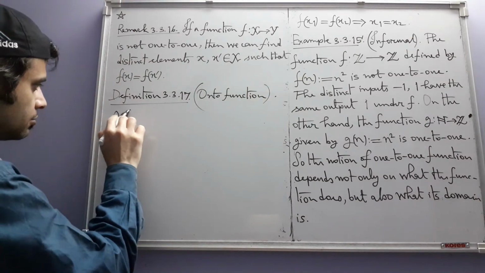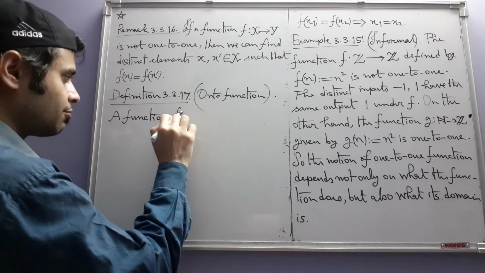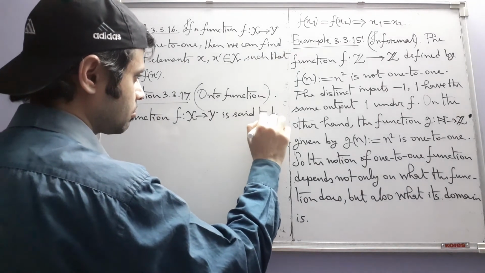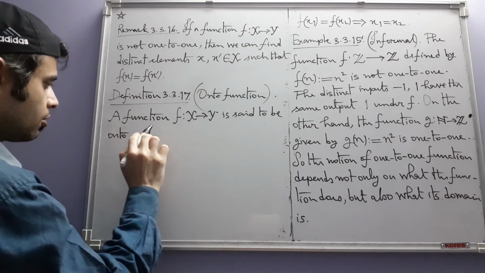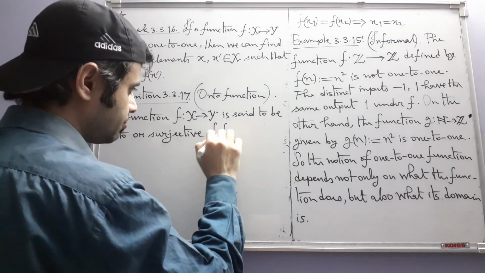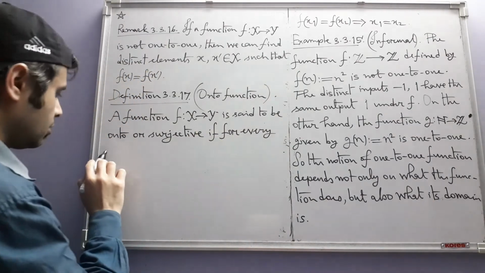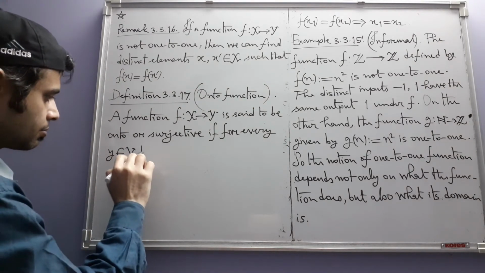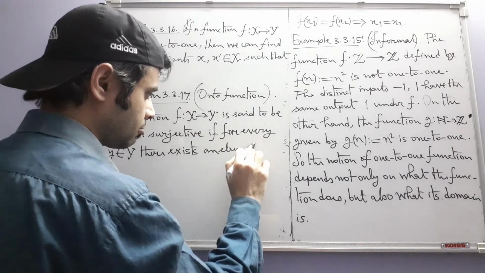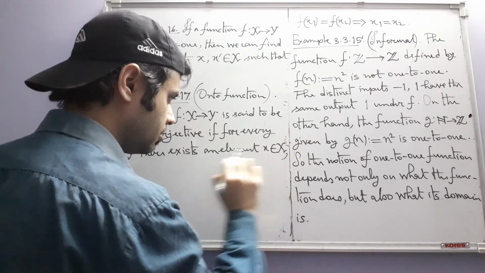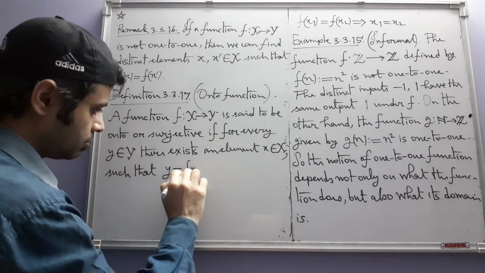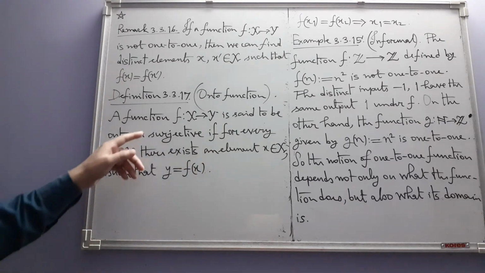Onto function. A function f from X to Y is said to be onto or surjective if for every y in the range there exists an element x in the domain such that y is equal to f(x).